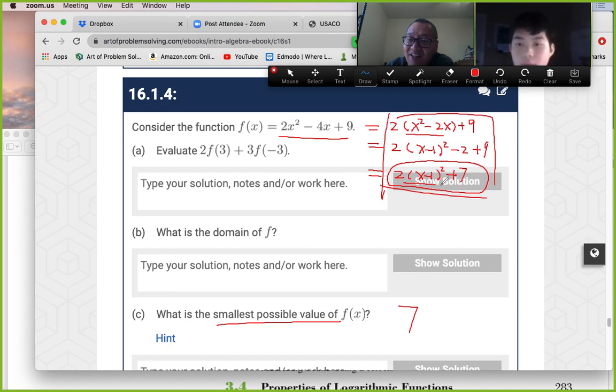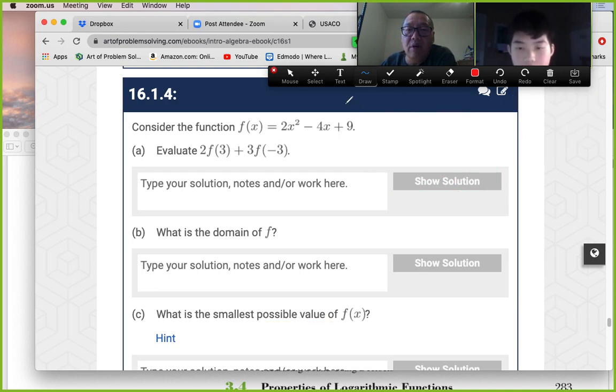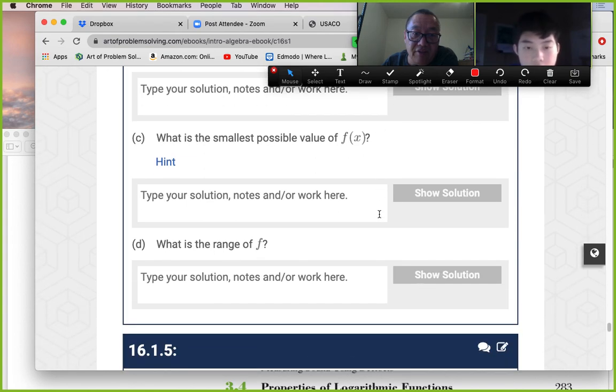But you need to know this. You need to know how to do this because in the SAT test or SAT subject test, they always have this kind of problem. Also, this skill has a lot of very important applications, because if you know this kind of skill, you can solve a lot of problems. Okay. So then D, what is the range of f?